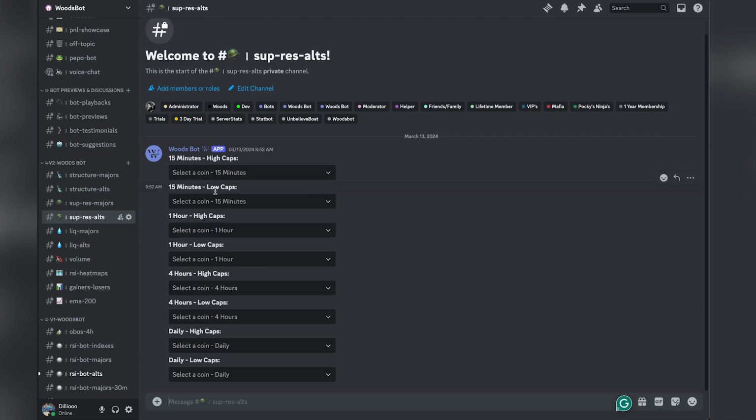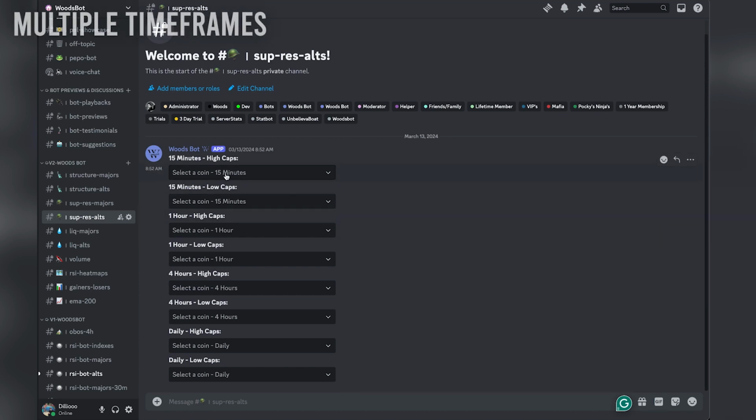Inside of the Discord, we have what's called SupRes, which stands for support resistance, and we have it on the majors, which is Bitcoin and Ethereum, and then we have it on altcoins as well. We have it on high caps and we have it on low caps, and we offer the support and resistance levels on the 15-minute, the 1 hour, the 4 hour, and the daily time frame.